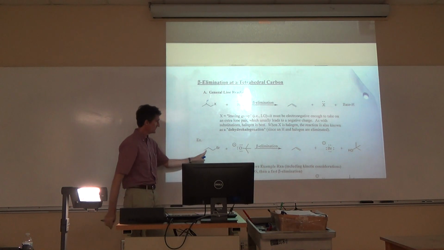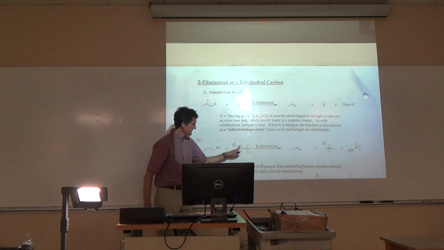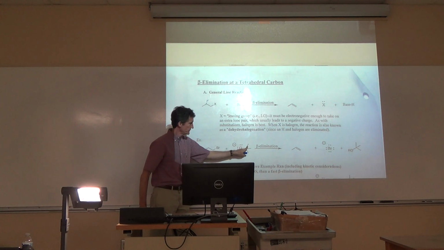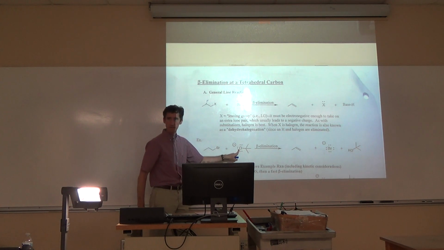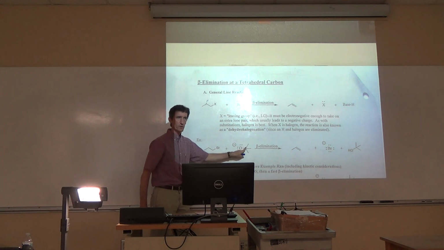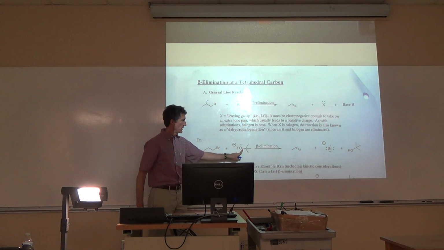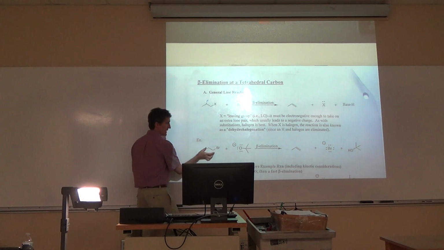If we take this alkyl bromide and react it with tert-butoxide, we can get a beta elimination reaction and we can make the alkene. See, we're removing the HBr.